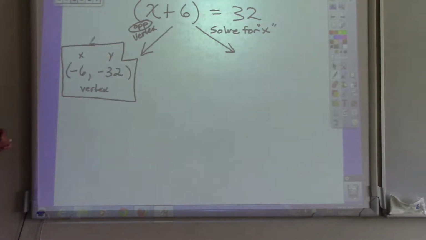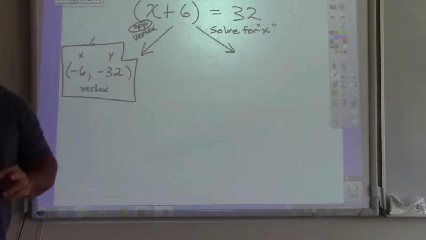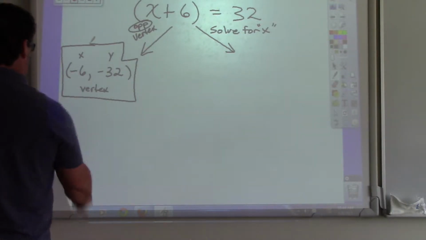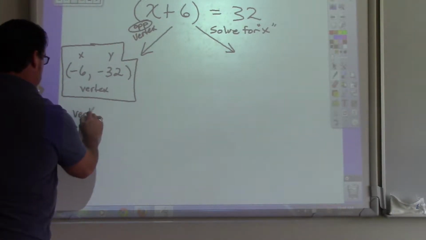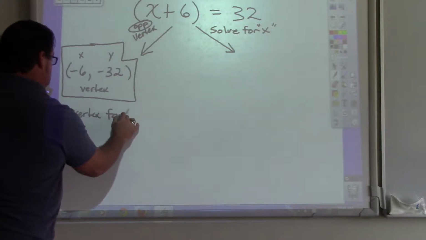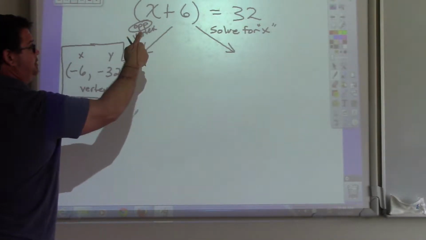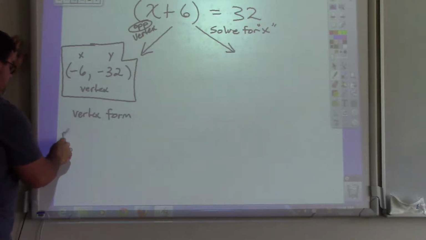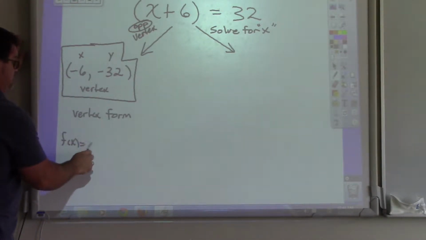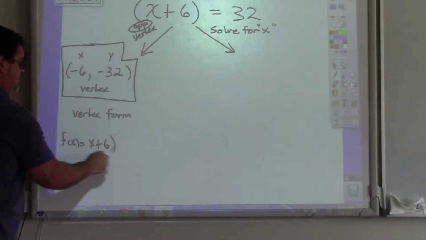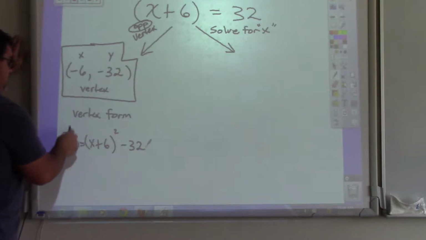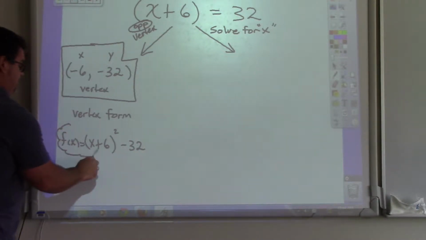Okay, another way, and this is the way the book does it a lot, is to write it in vertex form. And that is bring the 32 over and put an f of x in front of it. So f of x is equal to x plus 6 quantity squared minus what? 32. And that is vertex form.